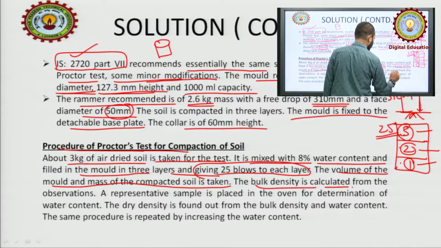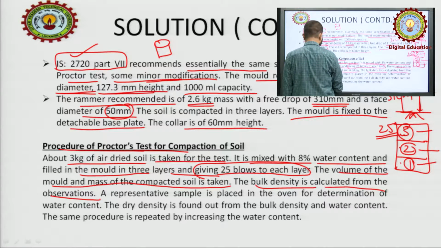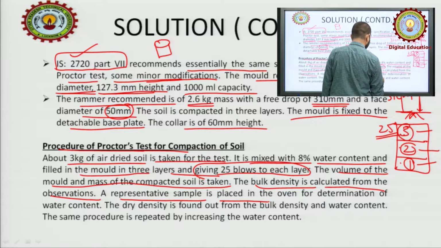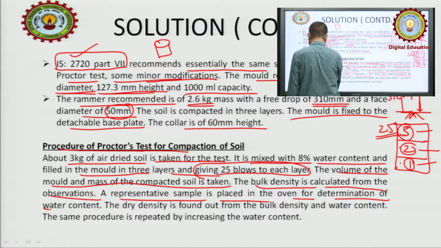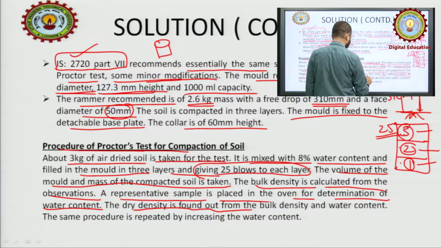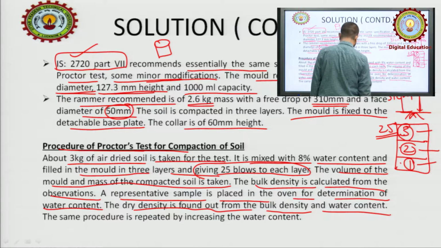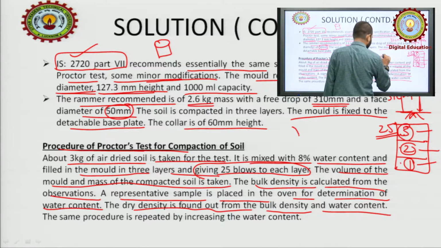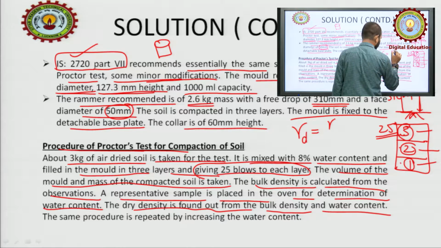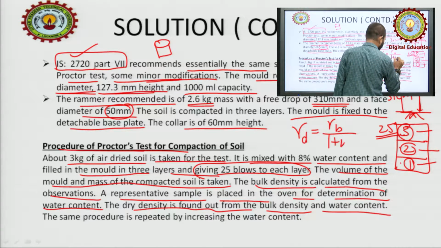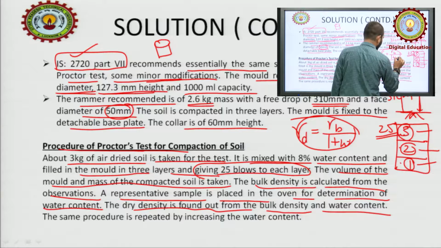The bulk density is calculated from the observation. A representative sample is placed in the oven to determine the water content. The dry density is found out from the bulk density and water content. Okay, means the same formula which you know already. Gamma D is gamma B upon 1 plus W. Okay, this is used. W is found out and gamma B is found out, hence we can get gamma D.